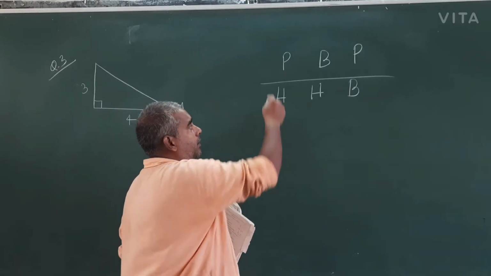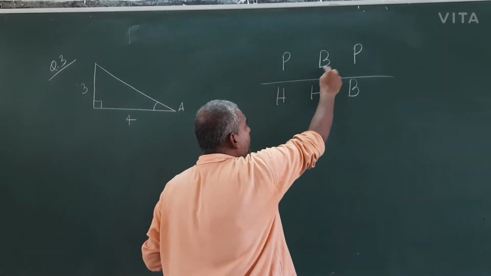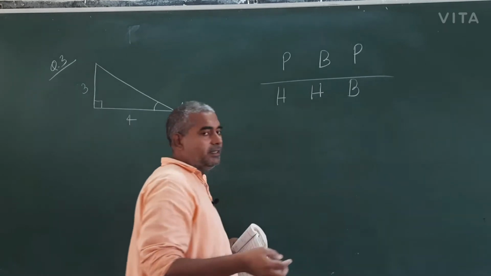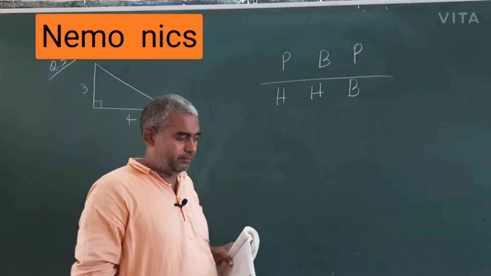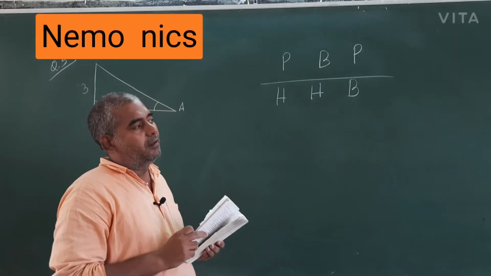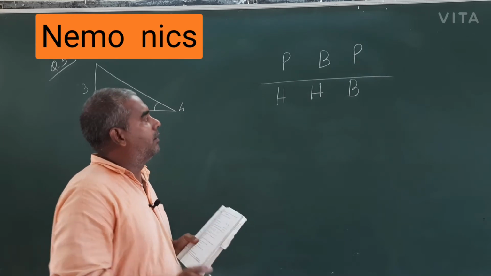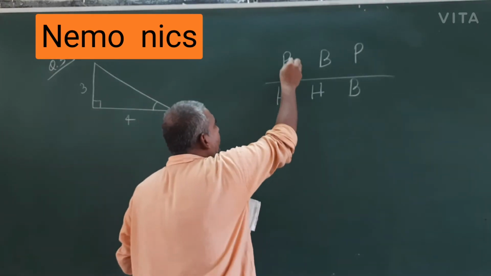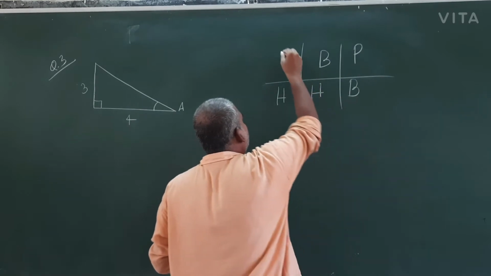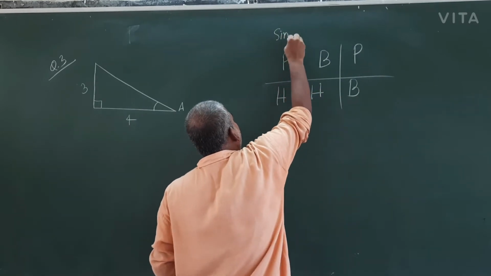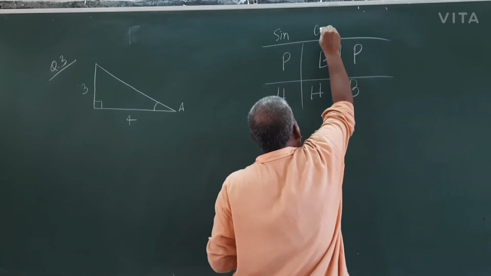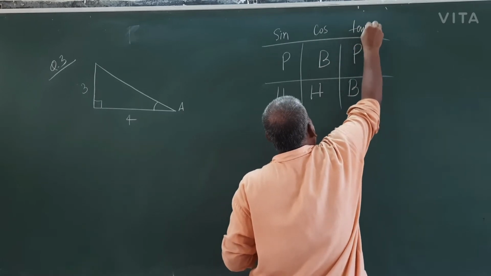Otherwise you may say Pandit Badri Prasad Har Har Bol, and these are called techniques to learn the ratio. The first one is sine, then the second is cos, and then this is tan.